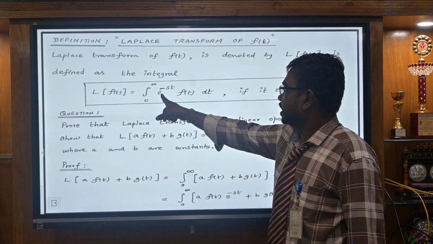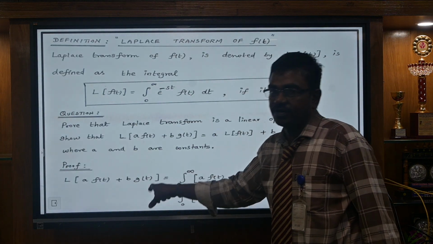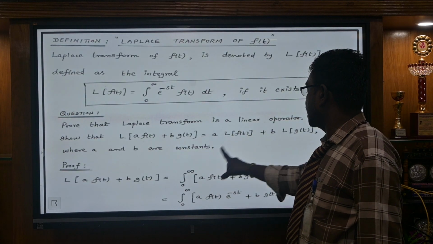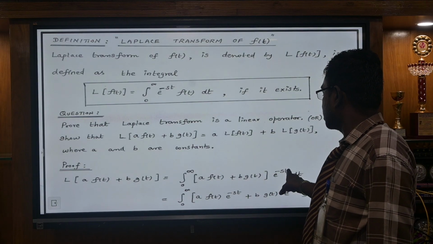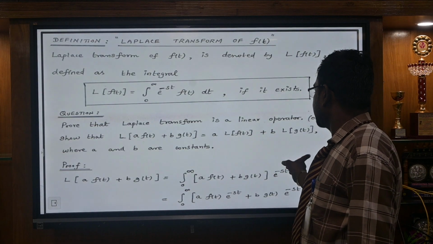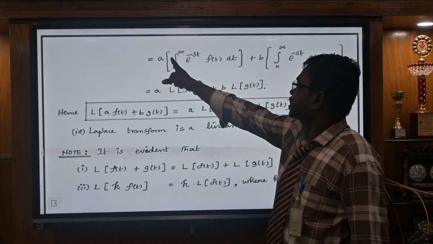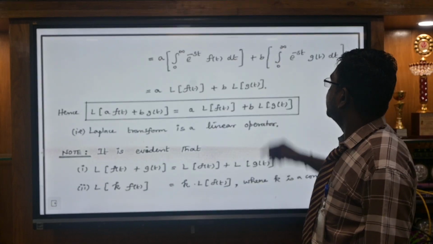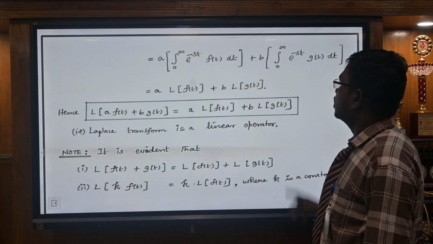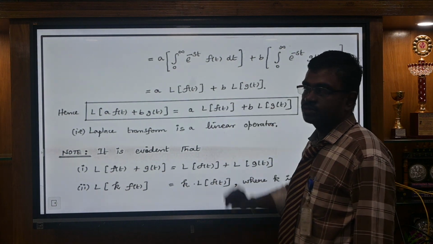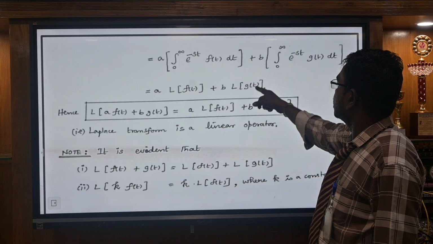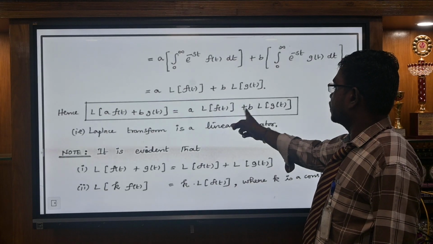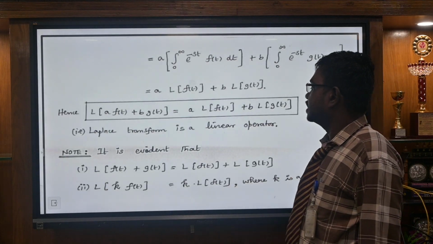We can separate the integral into two integrals, with the constants outside: a times the integral from 0 to infinity of e power minus st f of t dt, plus b times the integral from 0 to infinity of e power minus st g of t dt. This is nothing but the Laplace formula, so L of f of t and L of g of t. Hence L of a f of t plus b g of t equals a L of f of t plus b L of g of t. So simply, it is a linear operator.